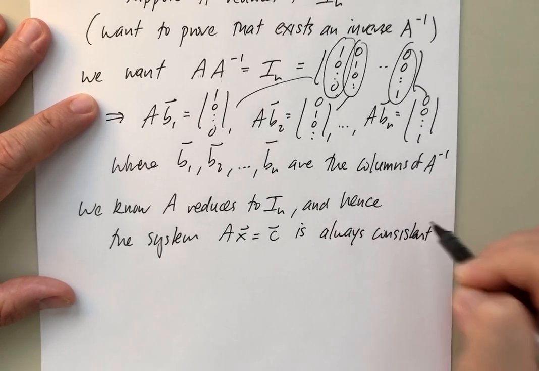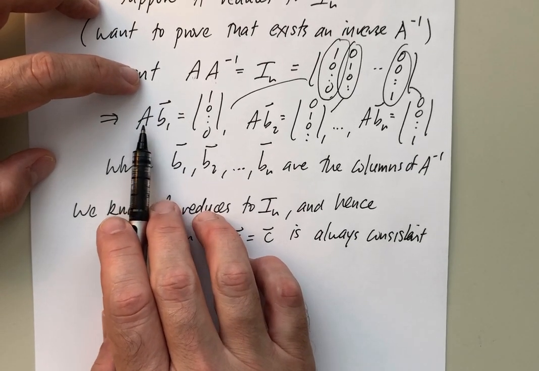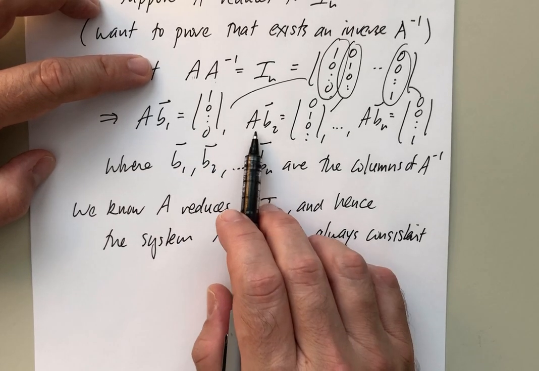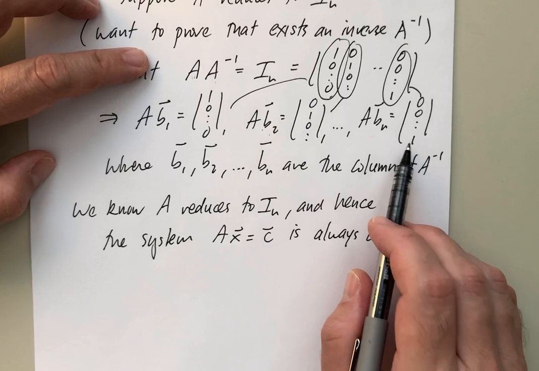Okay? But look at this. That's what we're trying to solve here, right? These are systems that we're trying to solve. So here's one system where I say A times the thing that we're going for equals 1, 0, 0, 0, right? Here's A times the thing we're going for equals 0, 1, 0, 0. So these are just n systems.